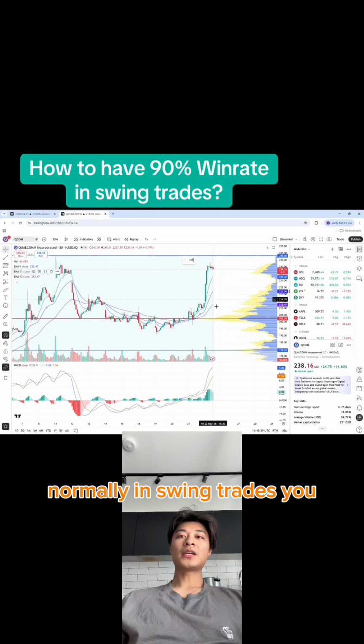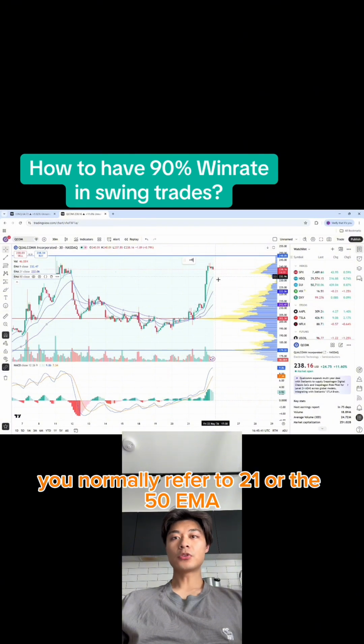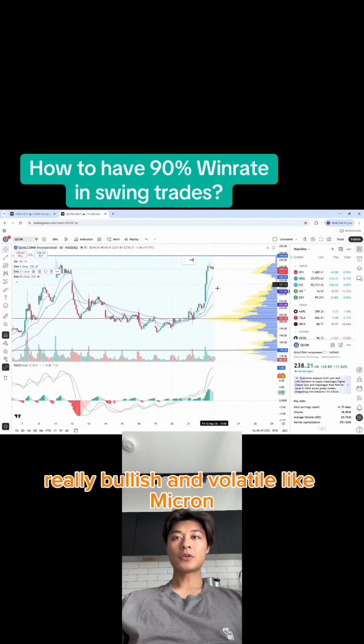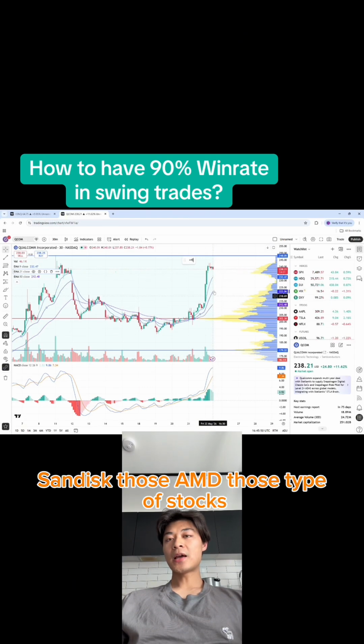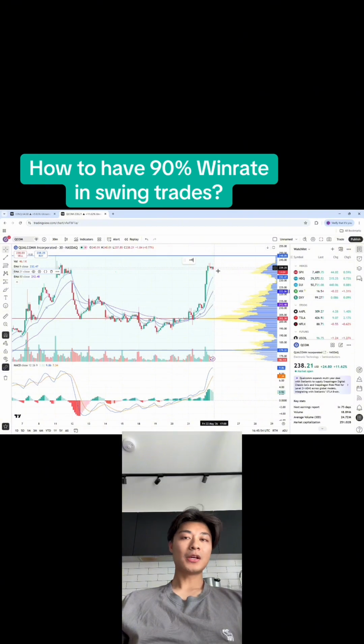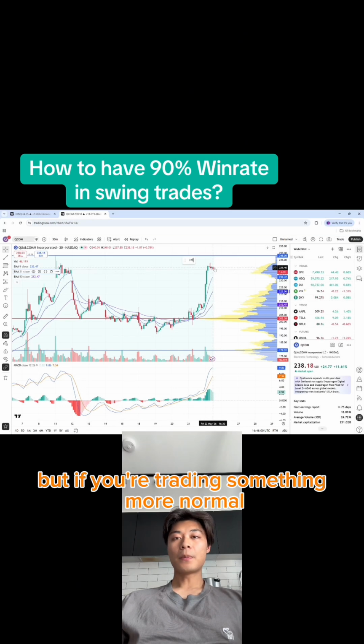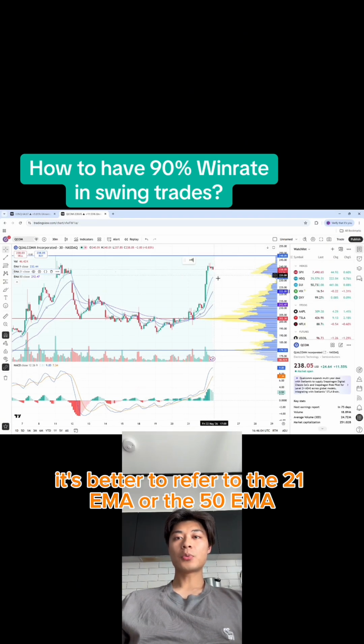Normally in swing trades, you refer to the 21 or the 50 EMA, unless you're trading something really bullish and volatile like Micron, SanDisk, AMD, those type of stocks. They've been bouncing off the 9 EMA for the last month. But if you're trading something more normal, it's better to refer to the 21 EMA or the 50 EMA.